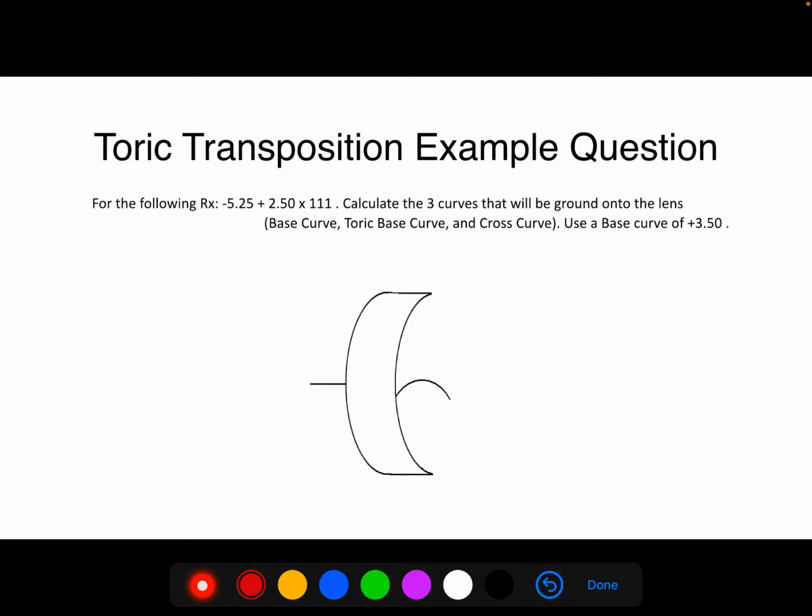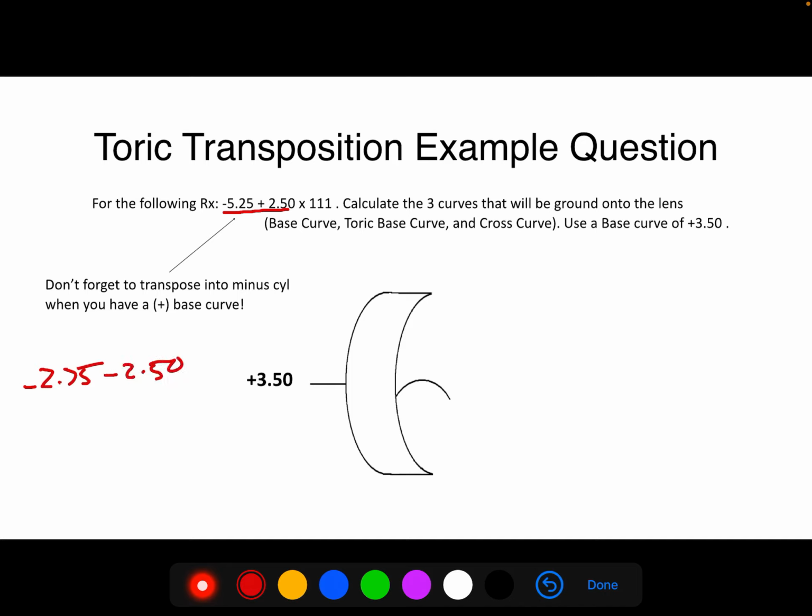Another example, again, this is in plus cylinder. Be mindful of that. We're going to go ahead and transpose that. And when we flat transpose that, we're going to end up with a -2.75, -2.50. The axis is not really relevant, so I'm going to ignore that.